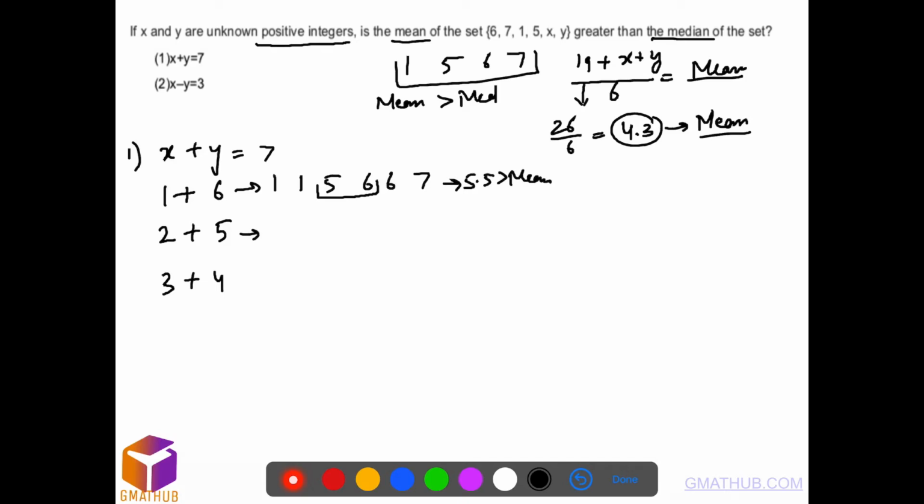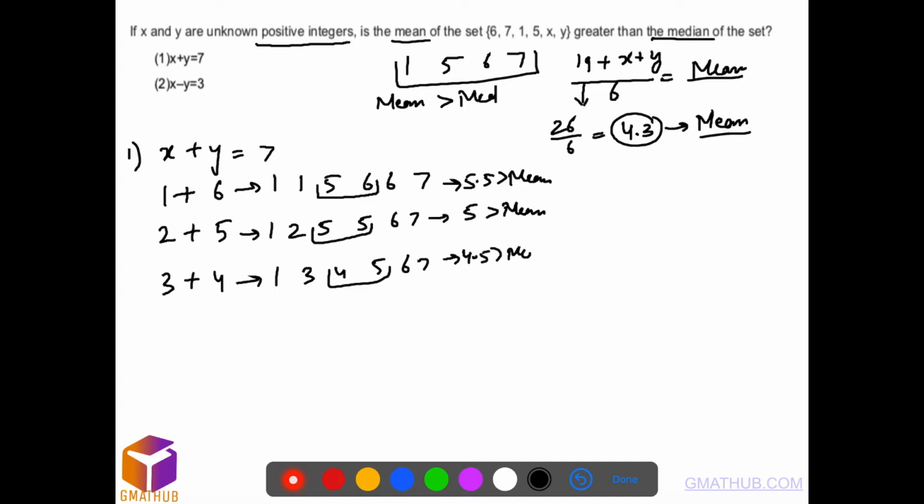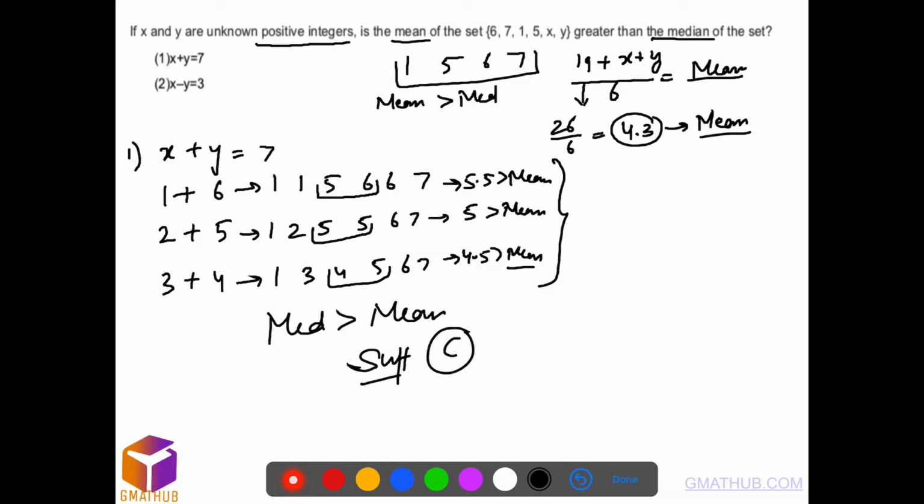In this case, this will be the arranged set, median is the average of the middle two, 5, still greater than the mean. So in this case it will be 1, 3, 4, 5, 6, 7. Median is 4.5, still greater than the mean. So in all possibilities, the median will be greater than the mean here. This is sufficient.